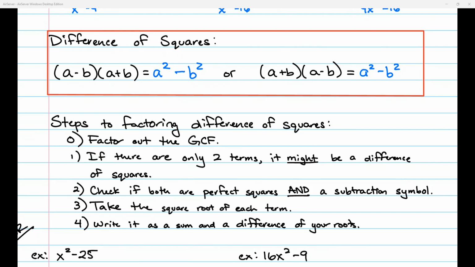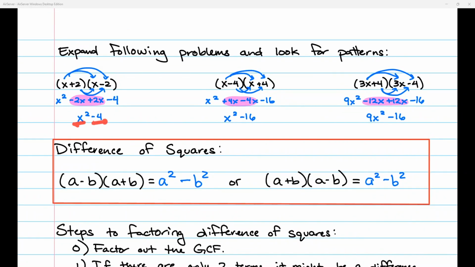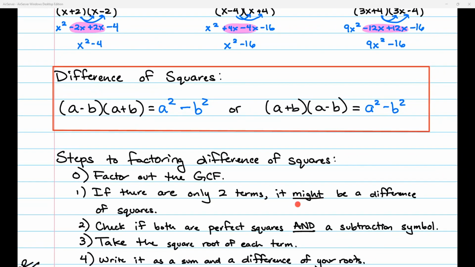Once you have factored out the GCF, if you only have two terms, like usually when we factor something, it looks like this: 3x squared plus 2x plus 9, right? And I see 1, 2, 3 different terms. But sometimes you'll end up with something like this. If you only have two terms, it might be a difference of squares. It might be. It's not always, but it could be, okay?